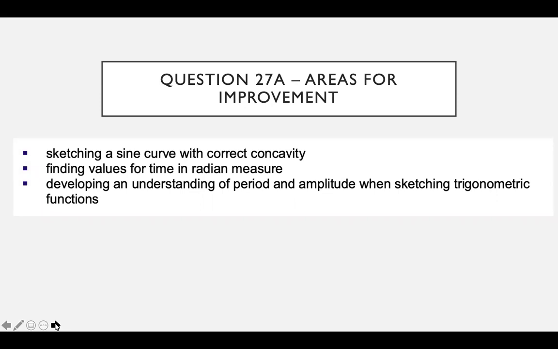Areas for improvement: students should ensure that they sketch a sine curve with the correct concavity. It's really important, and that was an issue for some students. Students would find values for time in radian measure, so it's really important to make sure that they're working in the right units, and to develop an understanding of period and amplitude when sketching trigonometric functions.